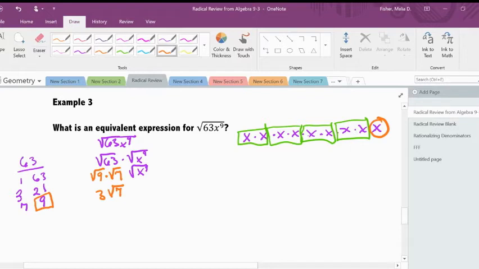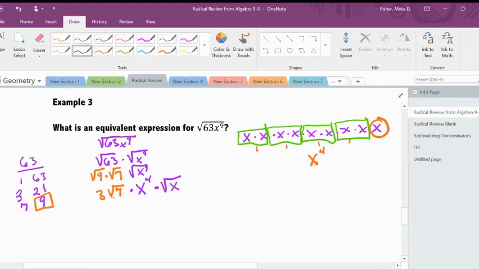So that means I have 1, 2, 3, 4 groups. So I'm going to have x to the 4th. So that will go here, and I'll say times x to the 4th. That comes out of the radical. And then times the square root of x. That's where this lonely one stayed underneath the radical.